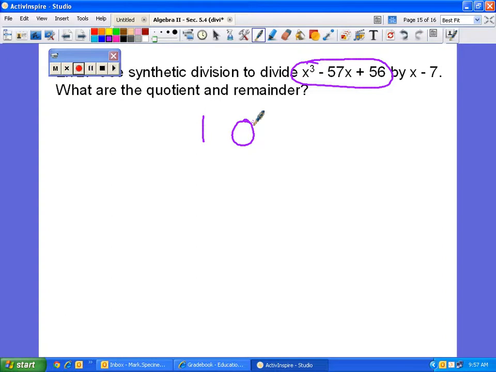Now we continue at negative 57 and positive 56. I draw my line. And what value goes in the box? 7. Negative or positive? Positive 7. Remember, it's the opposite of whatever the term we're dividing by, which is called what? What do we call that term? Anyone remember way back?